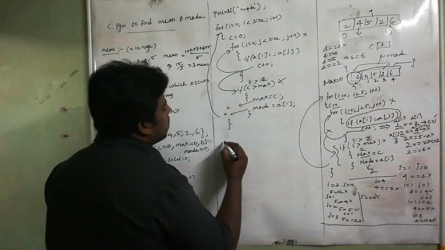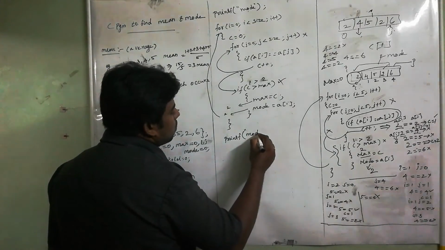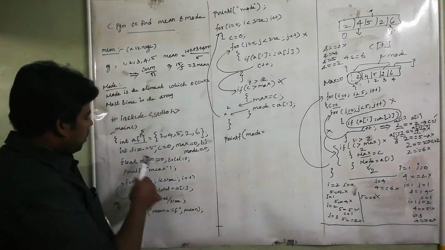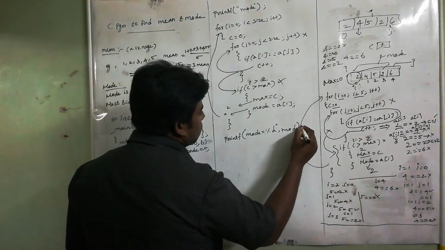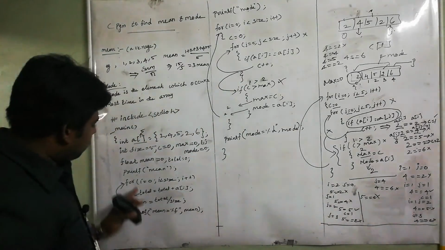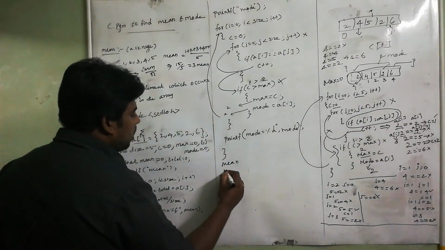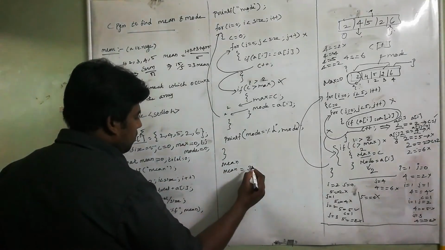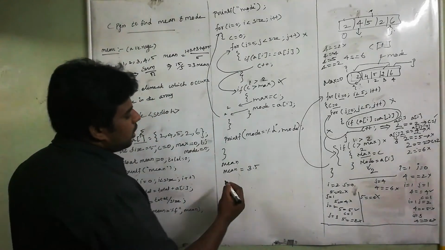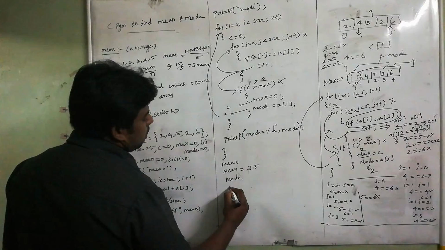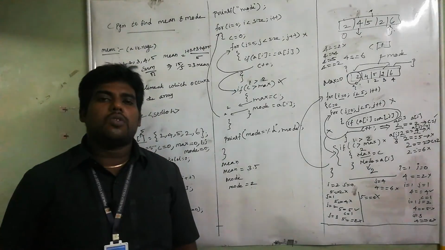Okay, now I am going to print here, printf mode equal to, so your mode is integer data type, so percentage d comma mode. So how will the output come? First mean equal to, you will get the value 3 point something, write 3.8 something. Okay, then mode equal to 2. All of you understood how to find the mean and mode?